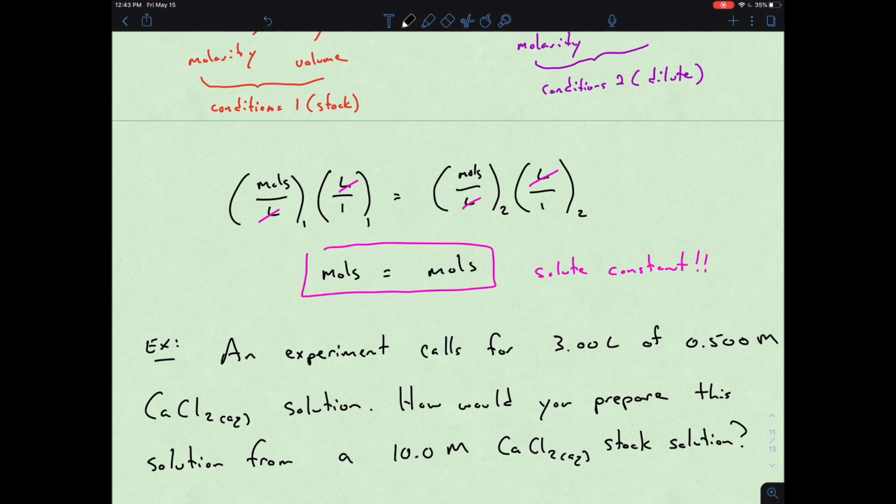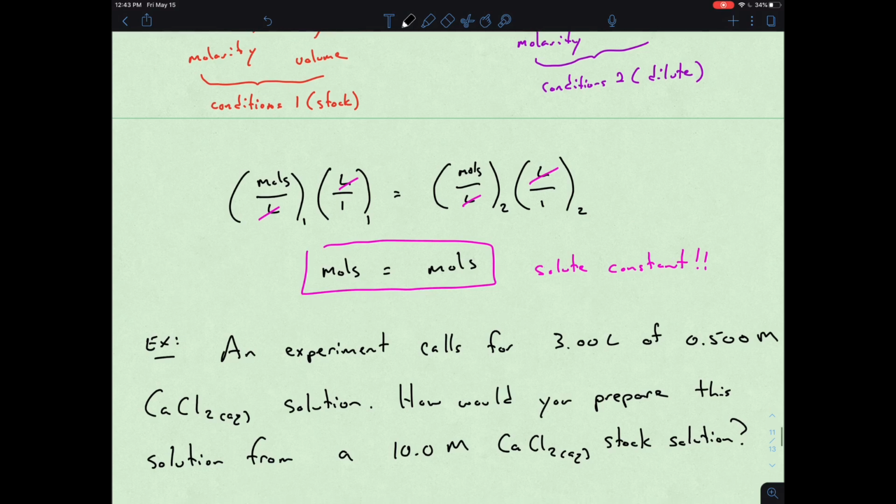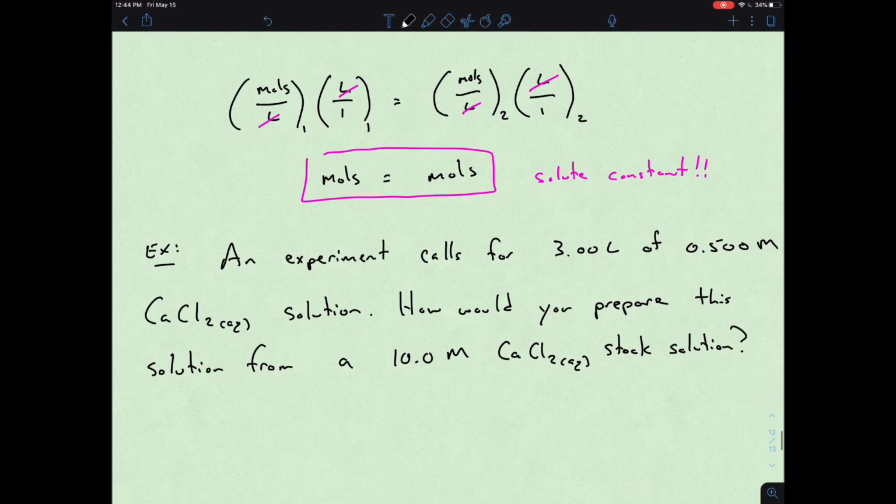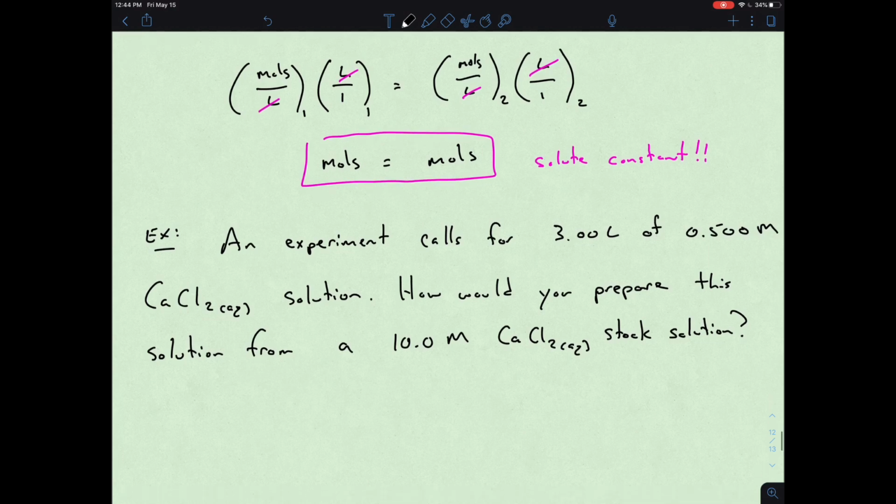So here's our question. An experiment calls for 3 liters of 0.5 molar calcium chloride solution. So that's what I need for my experiment. How would you prepare the solution from a 10 molar calcium chloride stock solution?